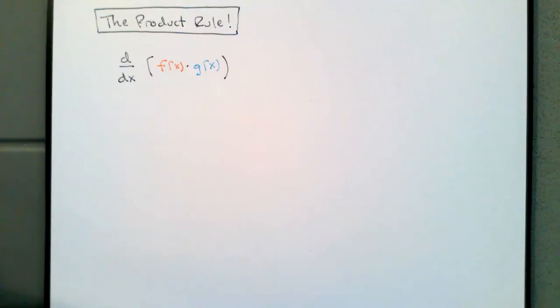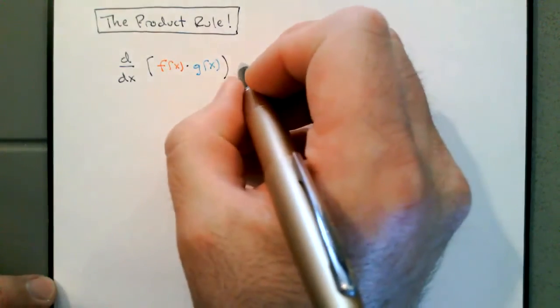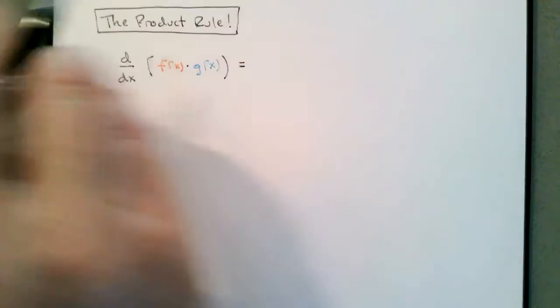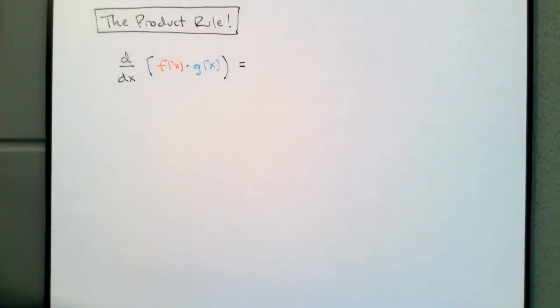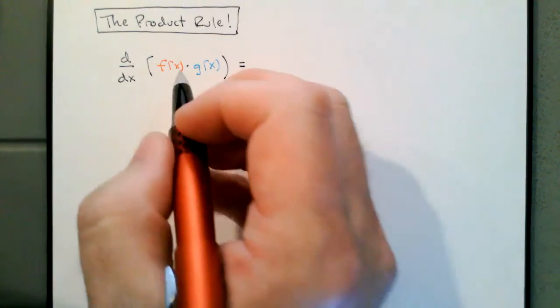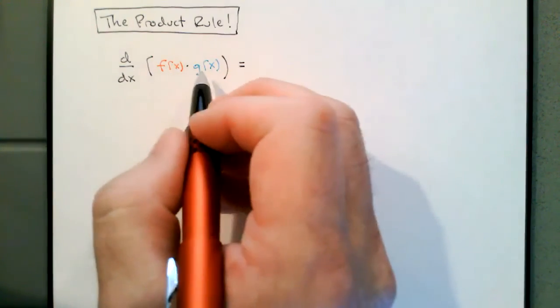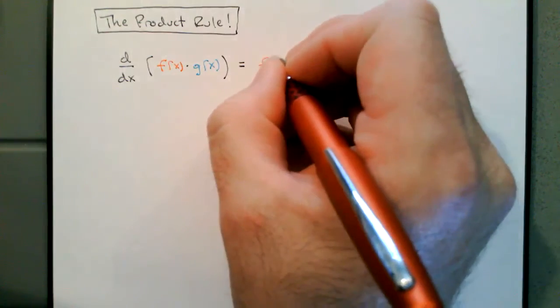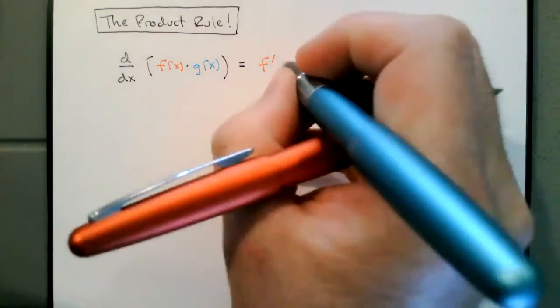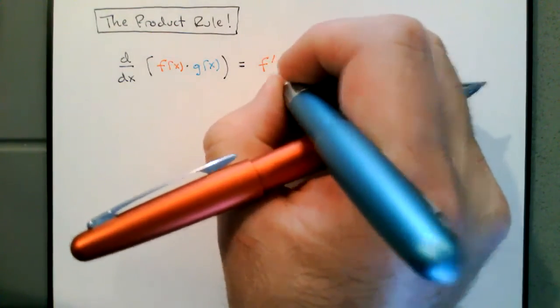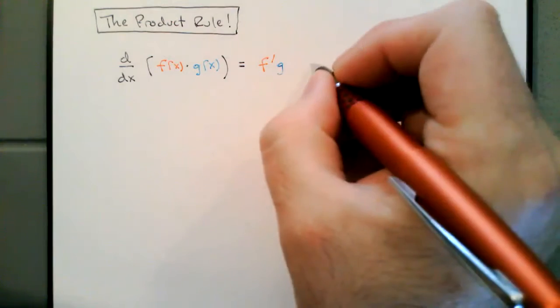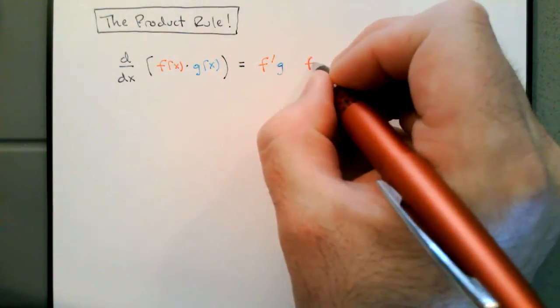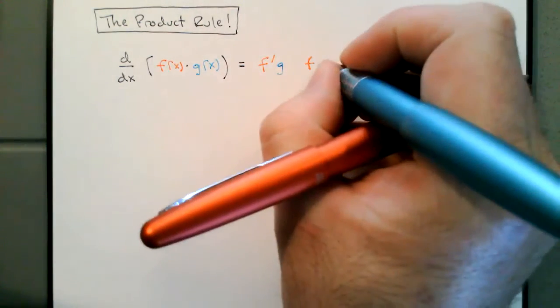There's no trick to it. The good news is it's a formula. The bad news is it's a formula. So the derivative of a product, f of x times g of x, is going to be f prime times g plus f times g prime.